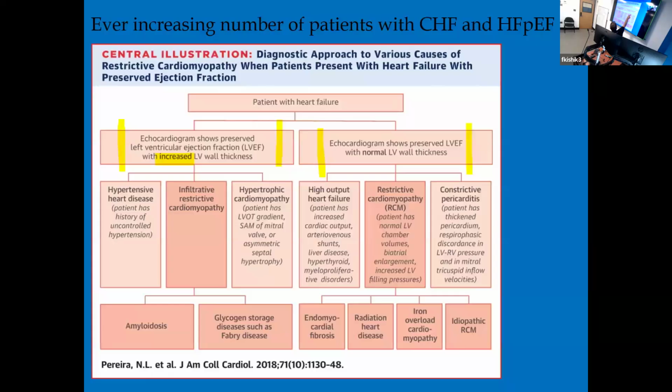So these are the 2 different types of diastolic heart failure. Echo shows preserved ejection fraction with increased LV wall thickness. Or echocardiogram shows preserved ejection fraction with normal LV wall thickness. These ones are reversible to a degree, but either one of these can end up requiring a transplant.